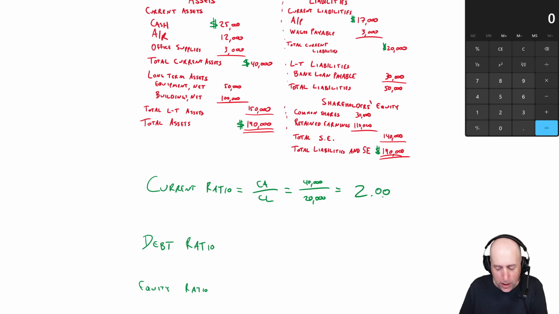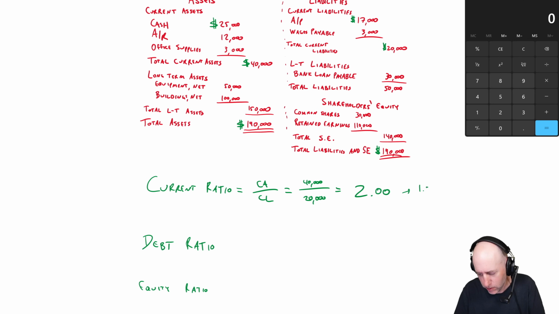All right, so this means, yeah, I can cover my short-term bills, right? Current liabilities are short-term bills. Current assets are your short-term assets. Do I have enough short-term assets to pay my short-term bills? The answer is yeah, I got it covered 2 times over. Rule of thumb here, 1.5 or above, and you're safe. So yeah, I think we're safe.